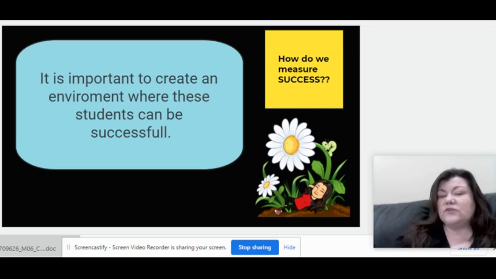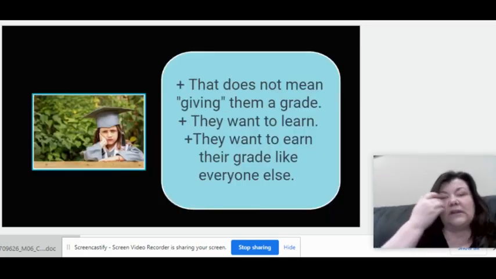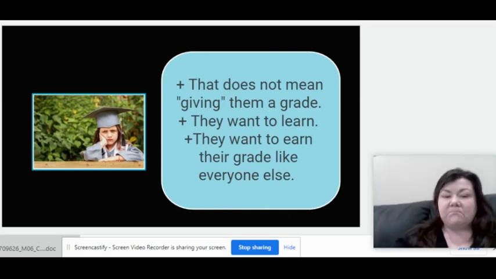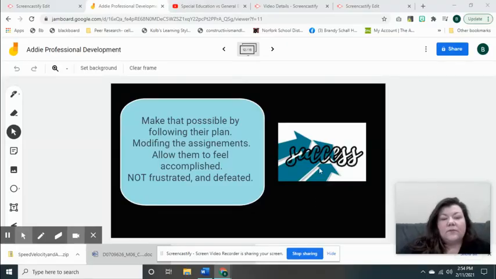So, how do we measure success? That's something that we need to discuss today: how we're going to measure success of those special education students in your classroom. Also, I want to point out that this doesn't mean that giving everyone an A is the answer. The way we can help them feel more successful in the classroom is to keep them from being frustrated and give them tasks that they can succeed in.